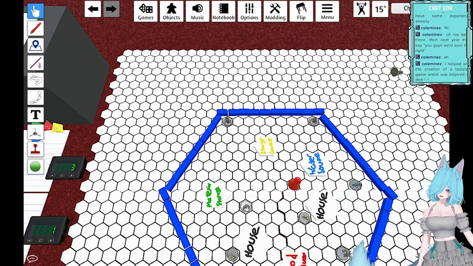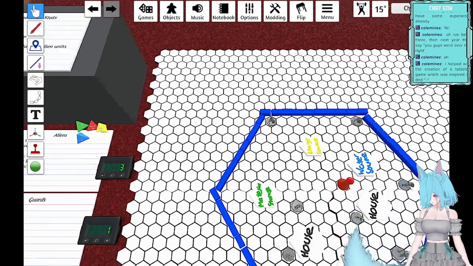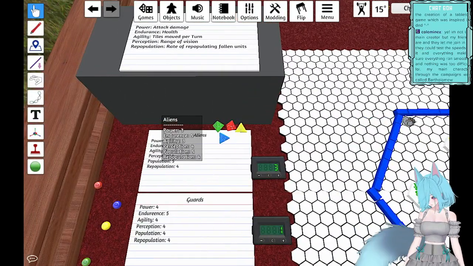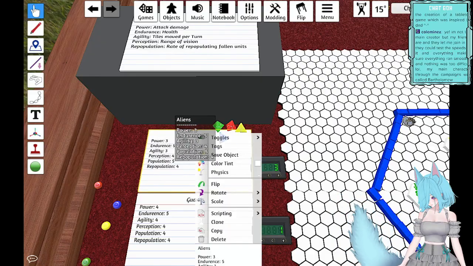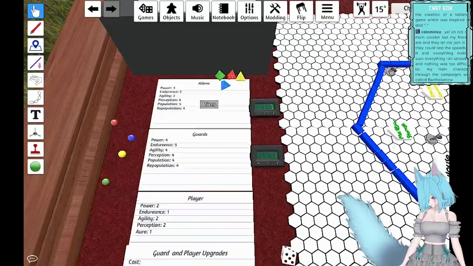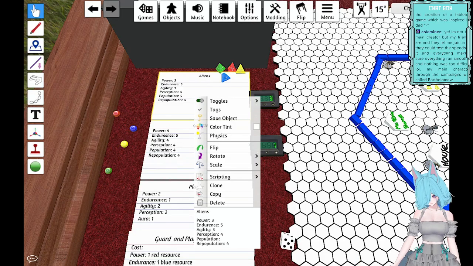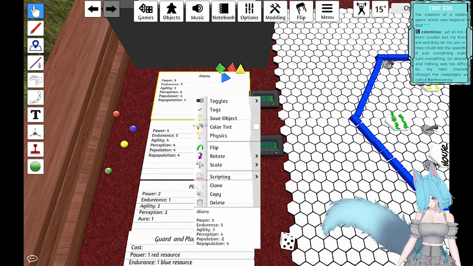But now it's time for turn 2. We're gonna reduce the population here for now. So, to keep track of it. Population of 2.